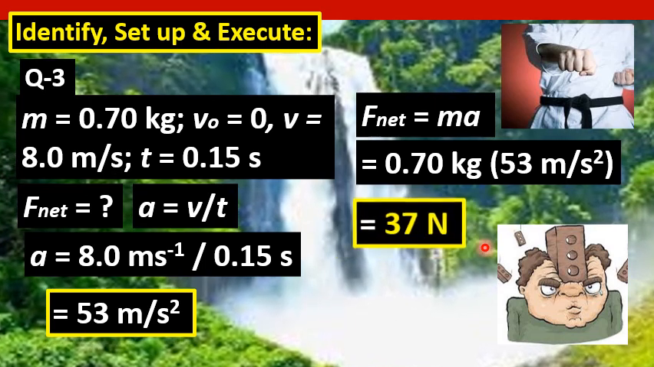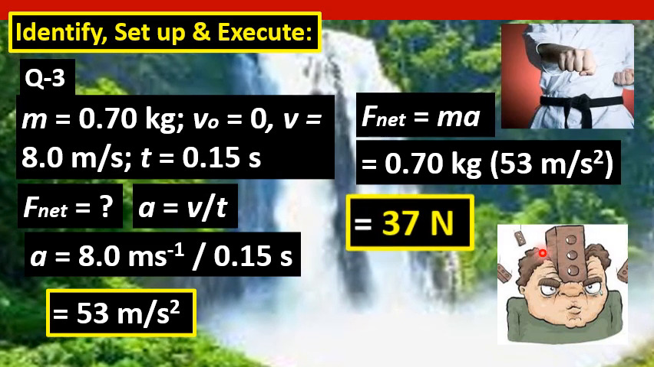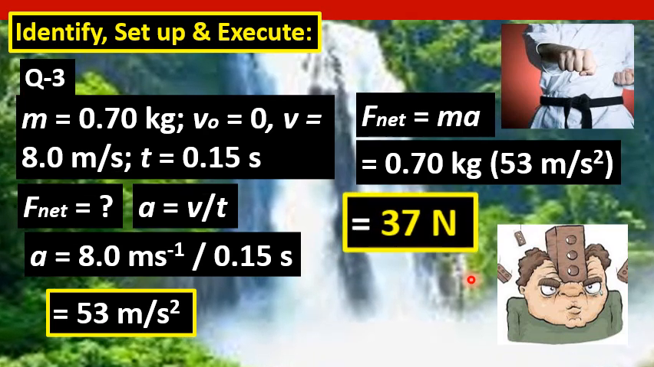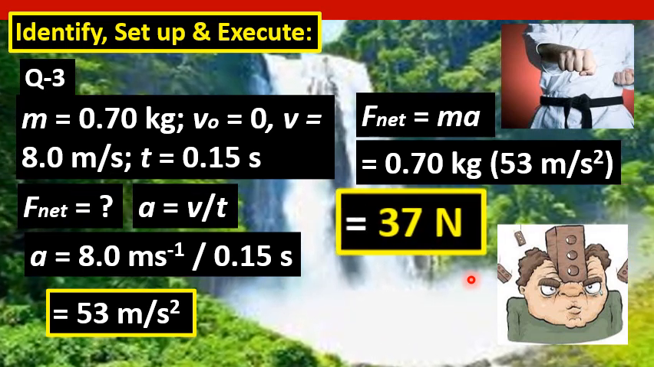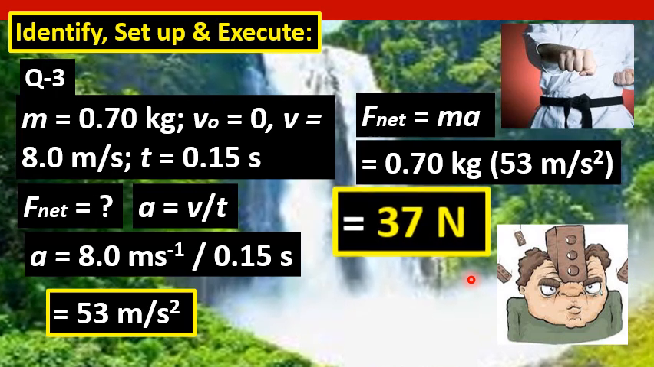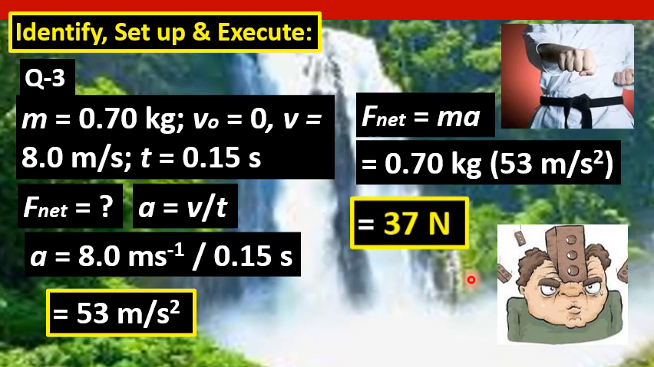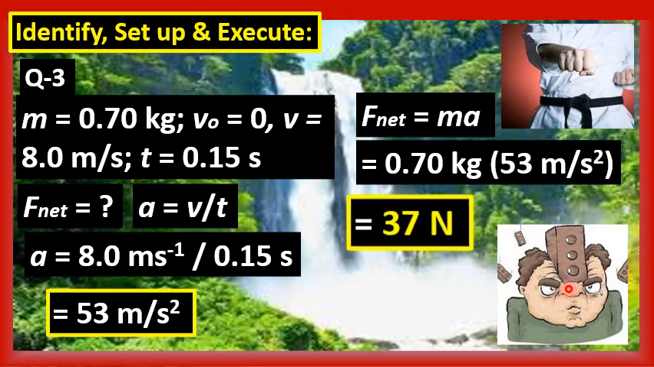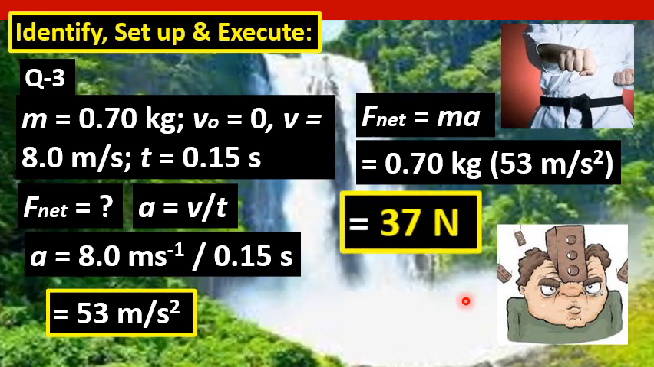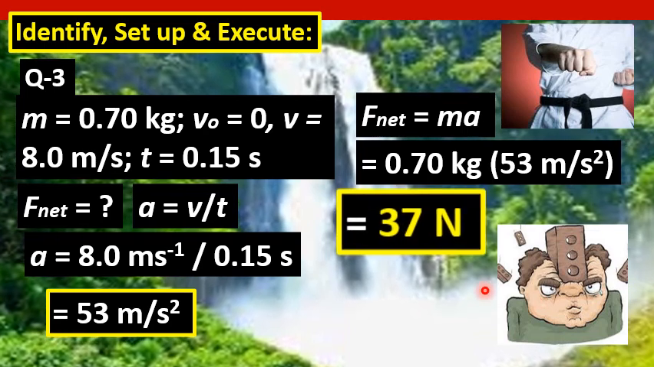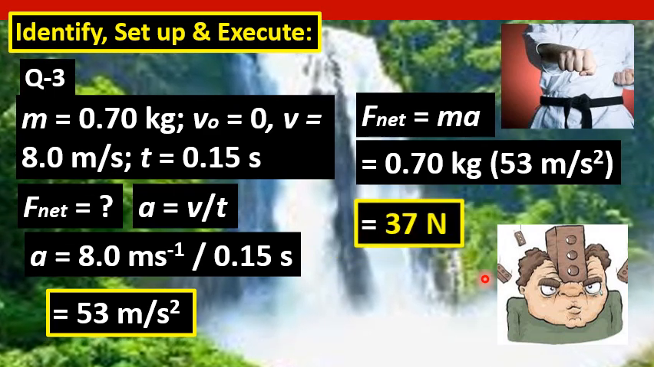When you're hit by this karate punch, it is like being hit on the head by a 1 kilogram brick falling at 3.8 times the acceleration due to gravity, or 3.8 g. That is how much pain it can give when you are hit by such a karate punch amounting to 37 newtons.